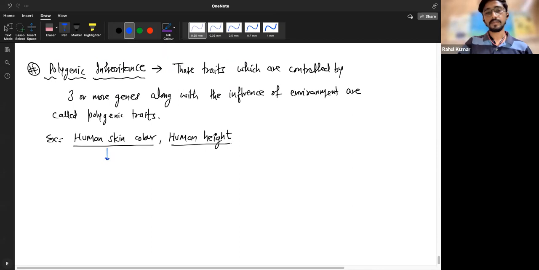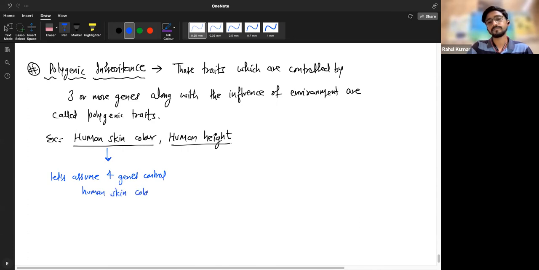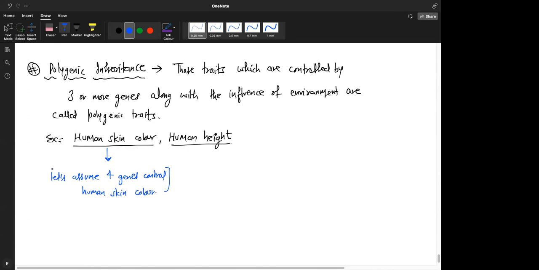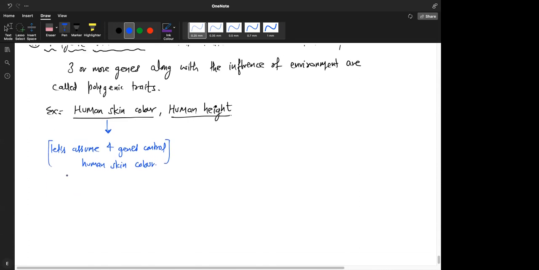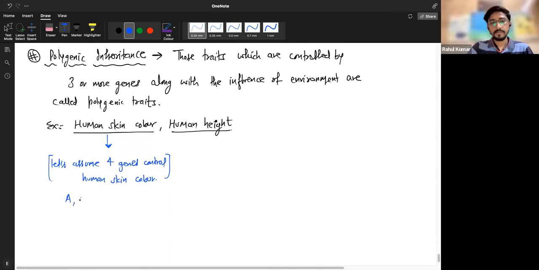Let's assume that 4 genes control human height. Sorry, human skin color. And these 4 genes are A, B, C, and D. These are the 4 genes.